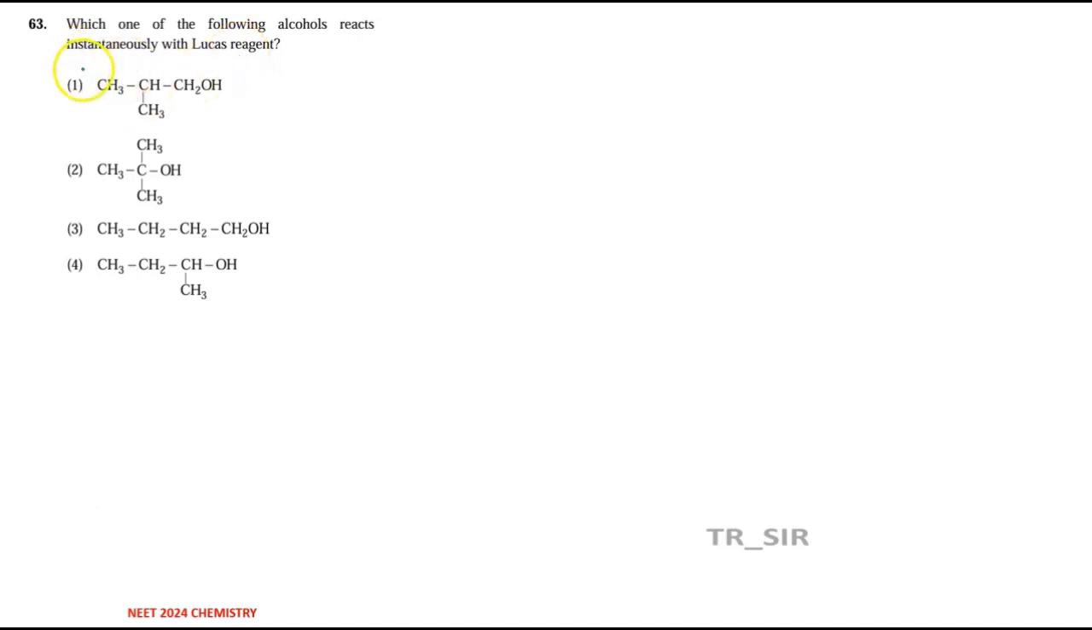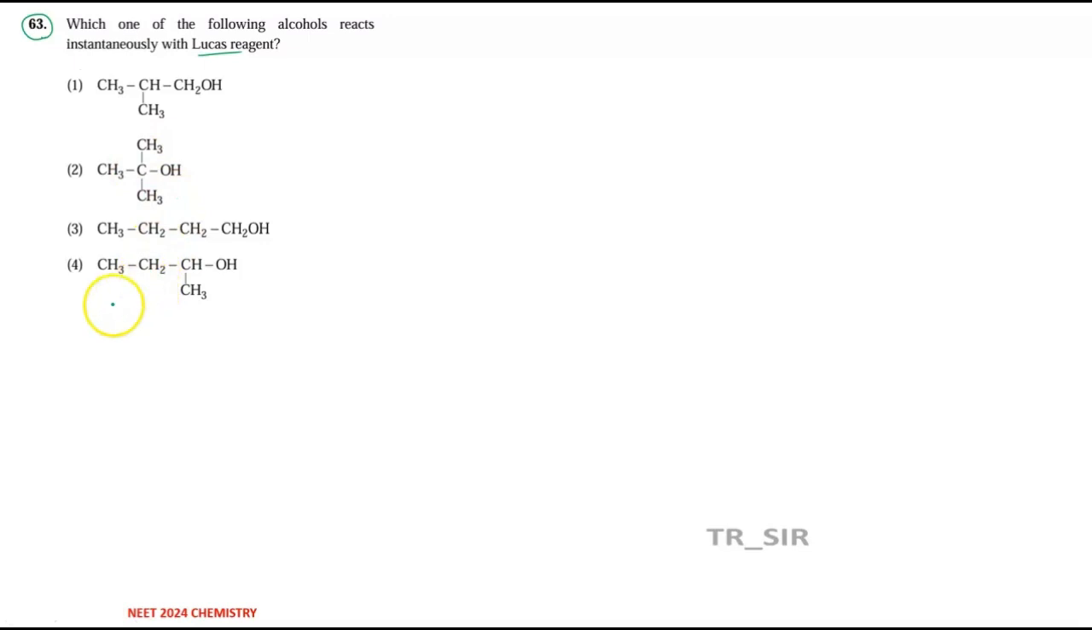Hello students, now question number 63. It is asking: which one of the following alcohols reacts instantaneously with Lucas reagent? Which one of the following alcohols reacts instantaneously with Lucas reagent?